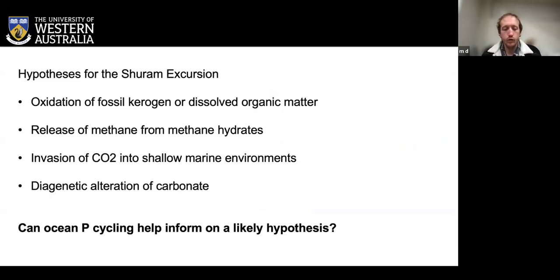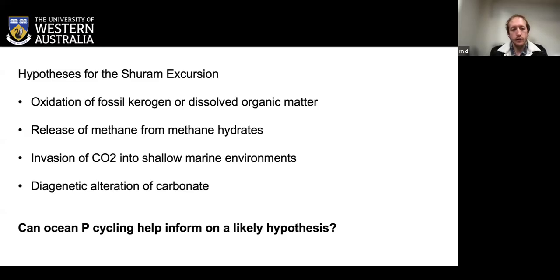Hypotheses for what caused this huge carbon isotope excursion have revolved around the oxidation of organic matter. That's primarily because, as I said before, we have to get that carbon isotope signal below the mantle value, and organic matter is a great source of light carbon. But other competing ideas, such as diagenetic alteration of carbonate or funky carbon dioxide hypotheses, have been put forward.